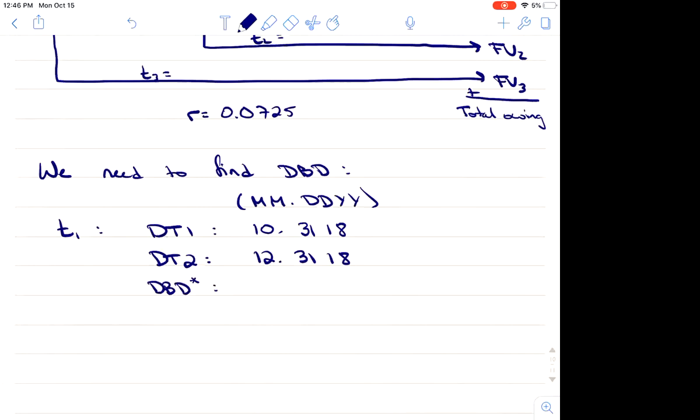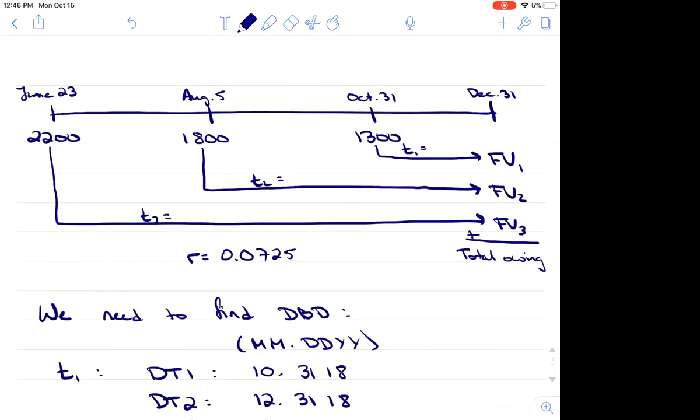And so second date function, 10.3118. Enter. Scroll down to date 2, 12.3118. Enter. Days between dates, compute. I get 61 days. So now I can fill that in here. 61 out of 365 years, because it's days.